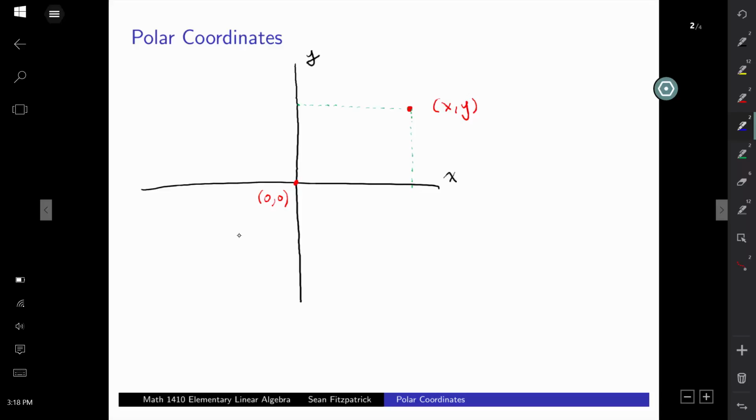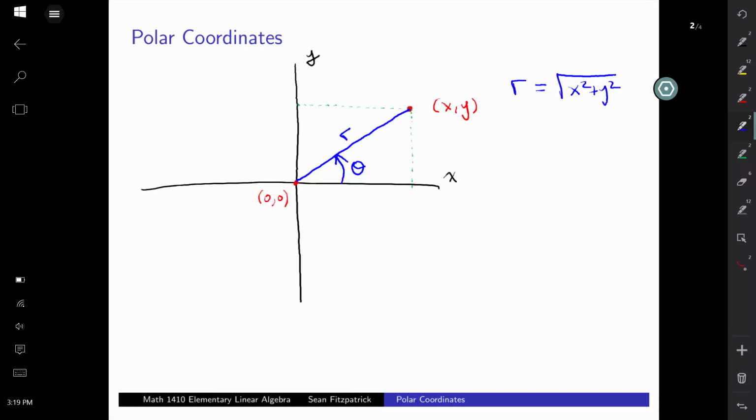So the polar coordinates are calculated as follows. I can construct the line segment from the origin to the point that I'm interested in. I can label that segment by r, where r is the length of that line segment, so the distance from the origin. And we know how to measure distances. We know that r, this distance from the origin, is given simply by the square root of x squared plus y squared. And theta, as usual, is just the angle between the positive x-axis and the line segment that you've drawn.